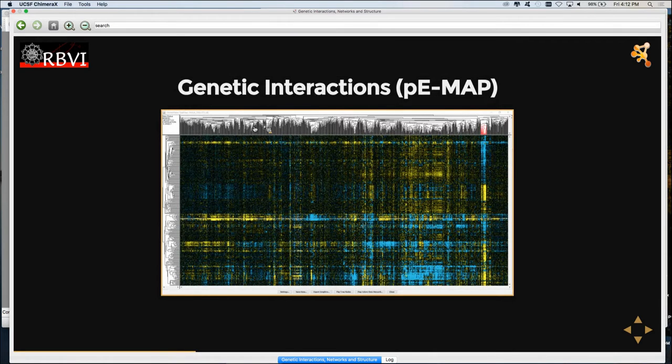In this case, all of our knocked out genes are up at the top, and down here we have all of our point mutations. You can see there are some strong patterns where we still have strong genetic interactions. Now, when they first brought this to me, you can look at that and see it's kind of hard to tell the structural significance of what we're looking at here. So hold that thought.